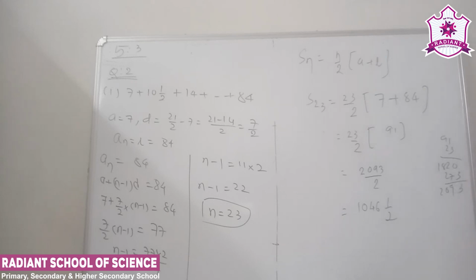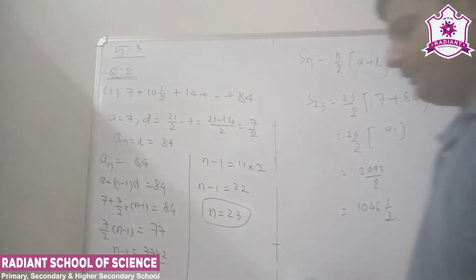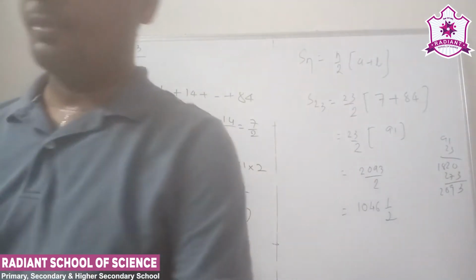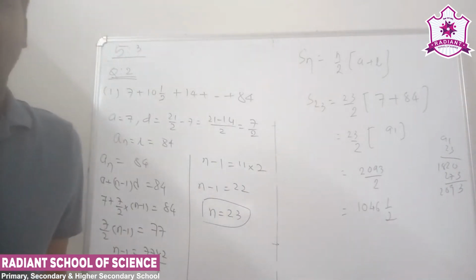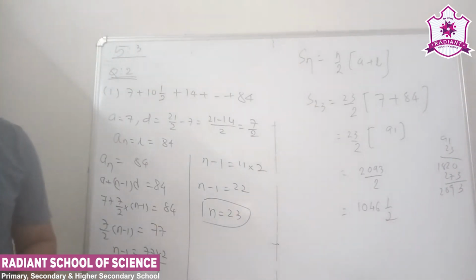Clear? Okay. So this is simply the sum of n terms kind of formulas. Understand? Okay. We will discuss more sums in the next lectures. I think you understand all the theoretical points. Okay. Bye students.